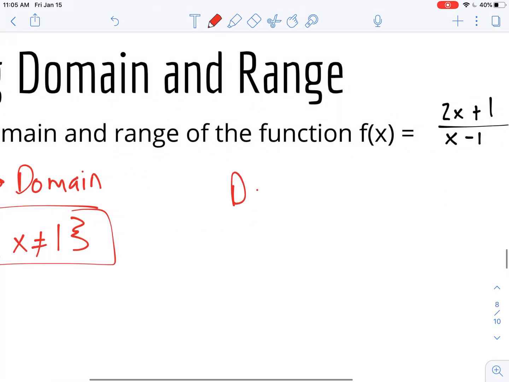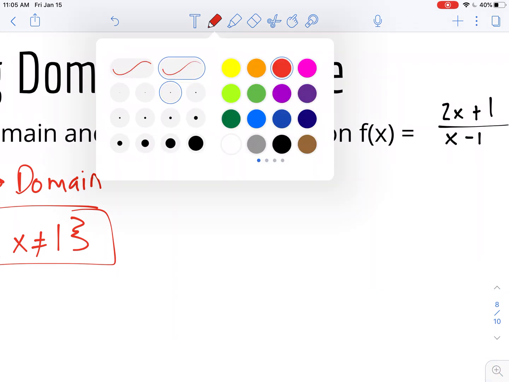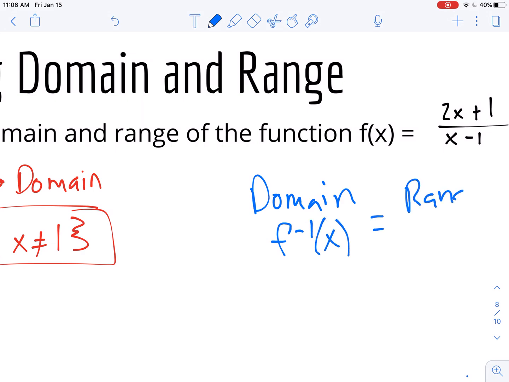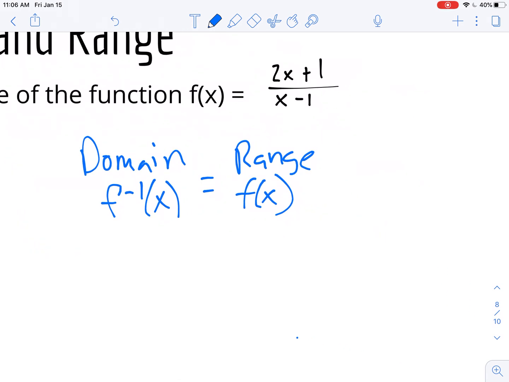The domain of the inverse is equal to the range of the original function. Let me change color here to write this out. We learned this in 5.2 part 1. We learned this in that last lesson.